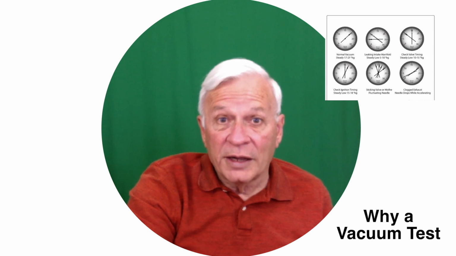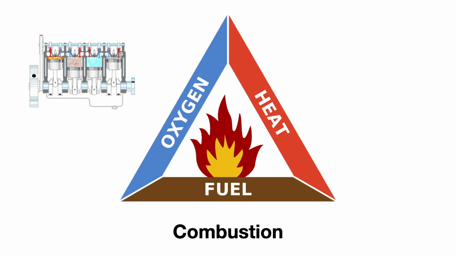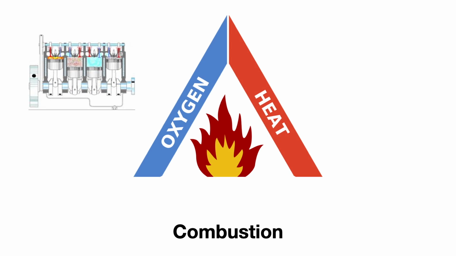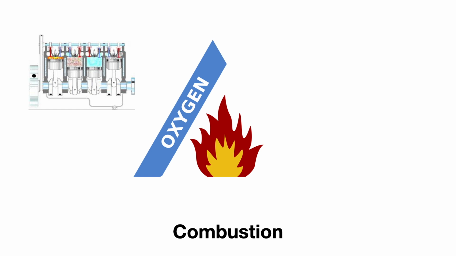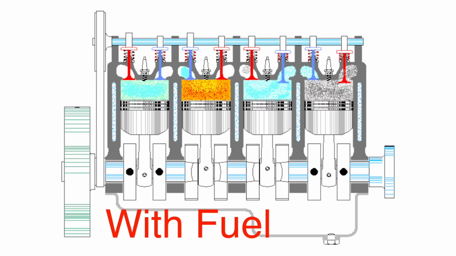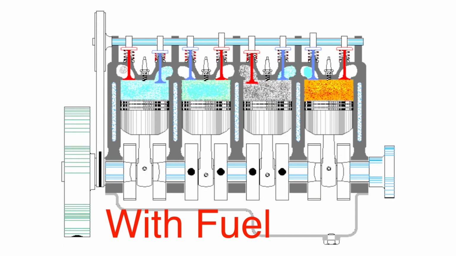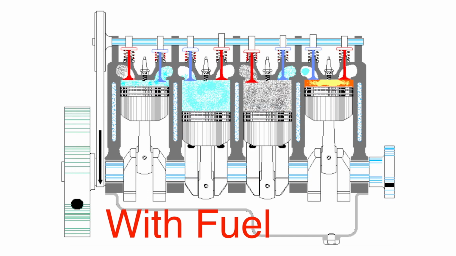Well, why is that? Well, in an internal combustion engine, combustion occurs when you have fuel, oxygen, and heat. If you remove the fuel, you will also remove the heat. And that leaves you with just oxygen. No combustion, no power. Now this is a cutaway of a good running engine. And as you know, when combustion occurs, it produces power, and that's what we want.